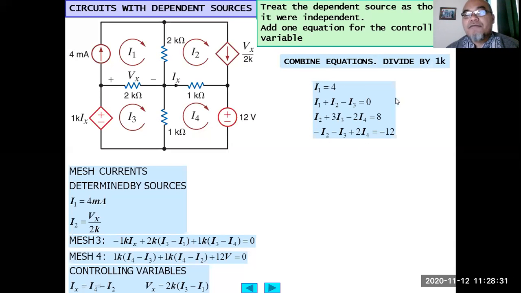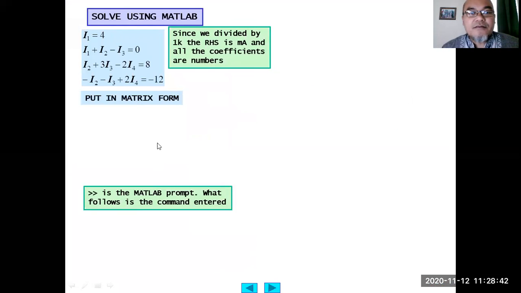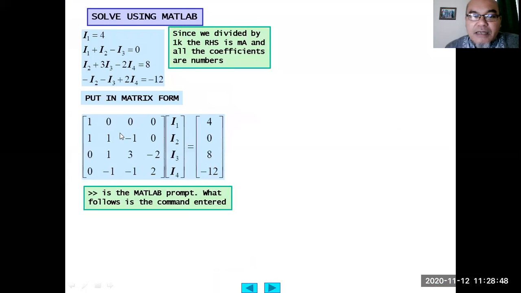From here, we have 4 equations with 4 unknowns, so we can use a matrix. We can put it in matrix form like this. Some of you still have difficulty with the matrix and still get it wrong. So please review the concept of the matrix product again. Yes, this is a matrix product.